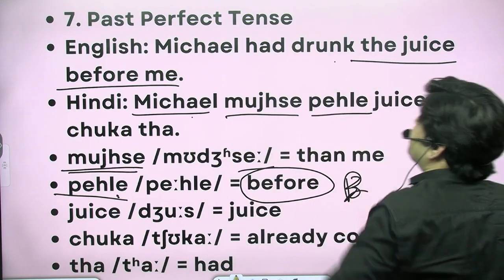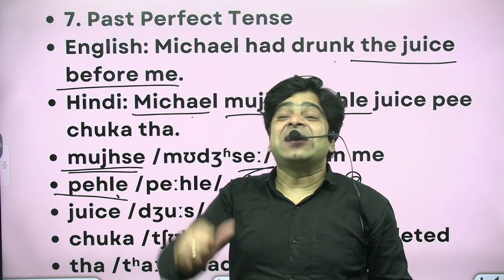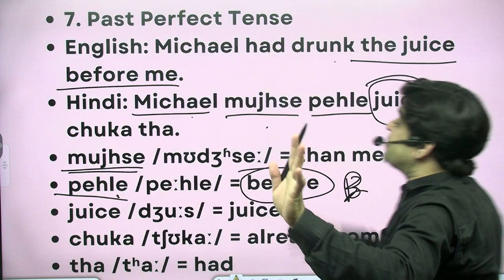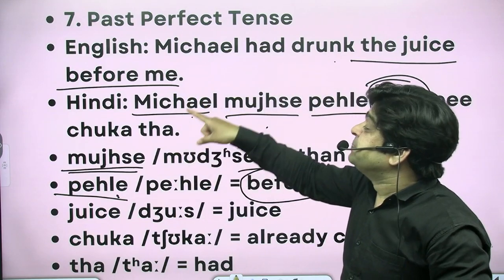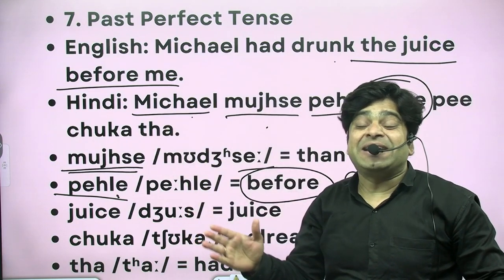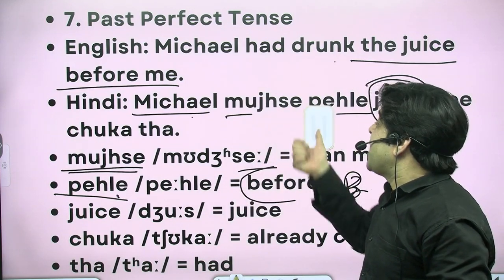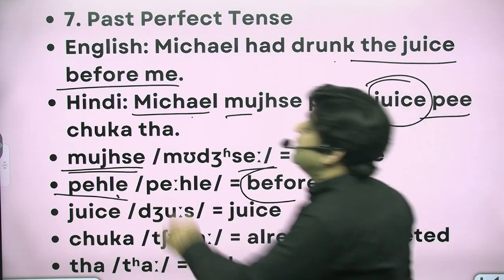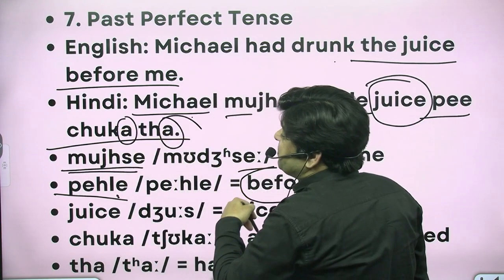Mujhse pehle, before me. Now what had he done? He had drunk juice, so then comes the object juice. Like say, if it was not used before me, it would be Michael juice pee chuka tha. But if it came before me, then it comes before, mujhse pehle. Michael मुझसे पहले जूस पी चुका था, चुकी थी, चुके थे. Chuka tha for singular and male.